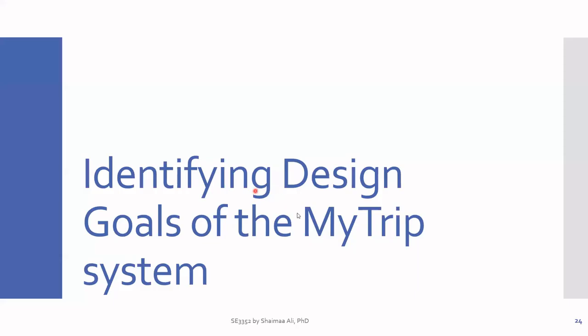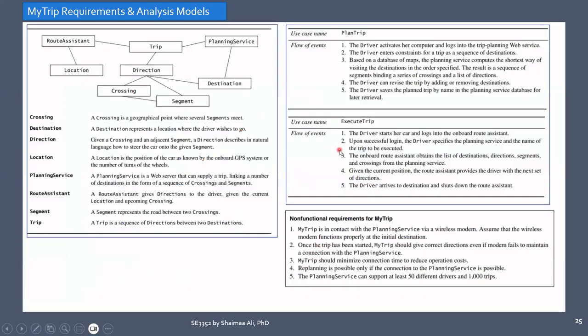Now, if we want to figure out what the design goals for the MyChip system are, these are the analysis models that we have so far. We can have a look, and perhaps a good starting point is the non-functional requirements. Some of the non-functional requirements would map directly to design goals, so that's a good starting point. Think about it for a moment and see if you can figure out what the design goals could be based on the models that we have so far.